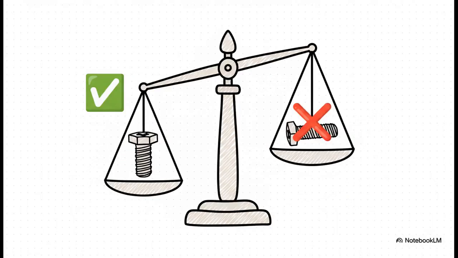So for this first test, the team sets up 2 competing claims. You have the null hypothesis, our presumption of innocence, which says the process is right on target. The average bolt length is 50.0 millimeters.